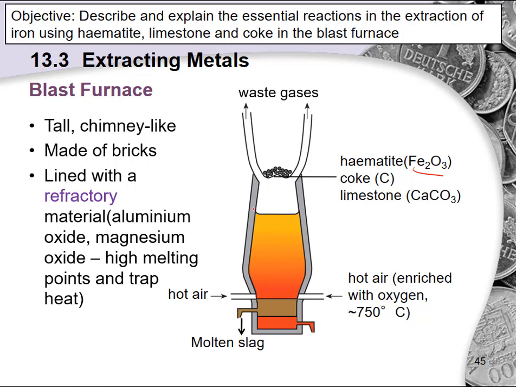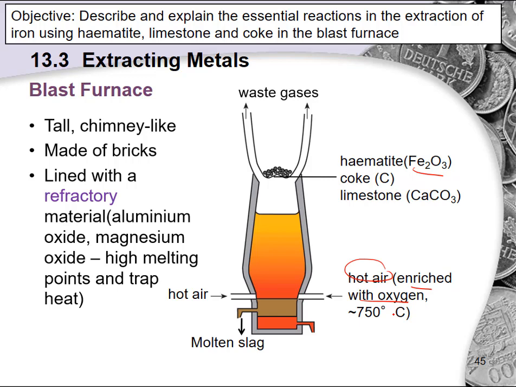Now look at the blast furnace at the bottom. Hot air enters. The hot air is enriched with oxygen. In other words, it contains slightly higher percentage of oxygen compared to air. Air contains 21% oxygen, and this enriched air probably has 30 or maybe 40% oxygen. And this hot air is preheated to about 750 degrees Celsius, because if cold air goes in, it will cause the temperature to drop.